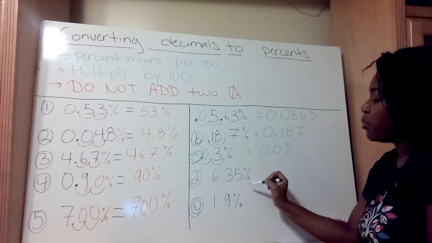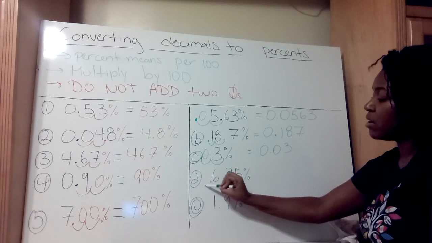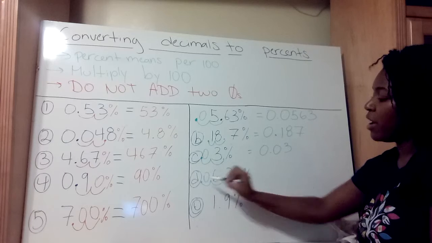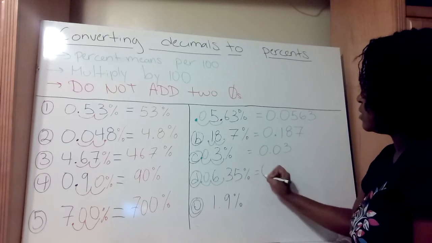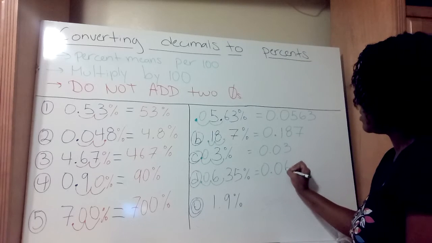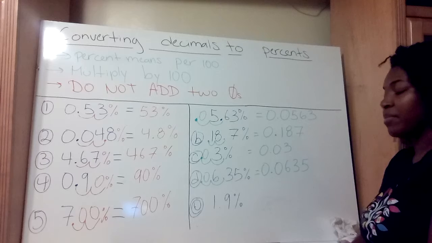All right, for 6.35%, I think we get the hang of it now. We have to go back. All right, 0 placeholder and the decimal. Our new value is 0.0635. Okay.